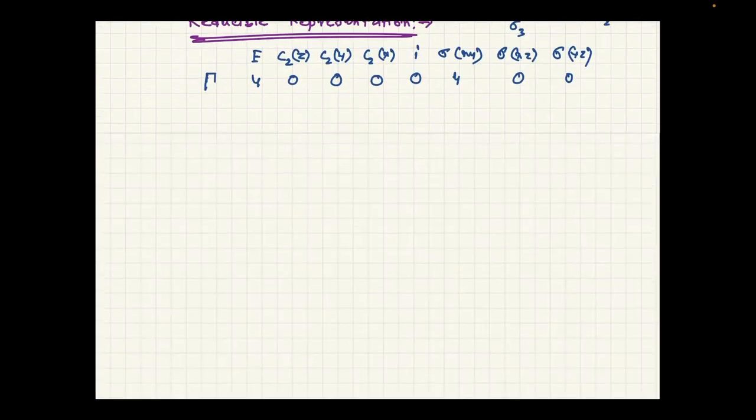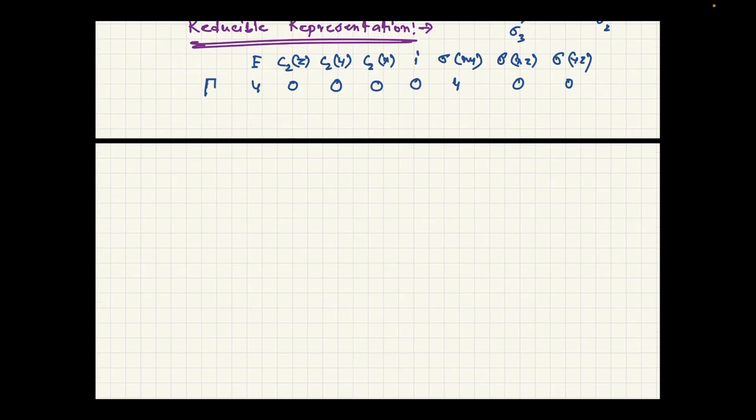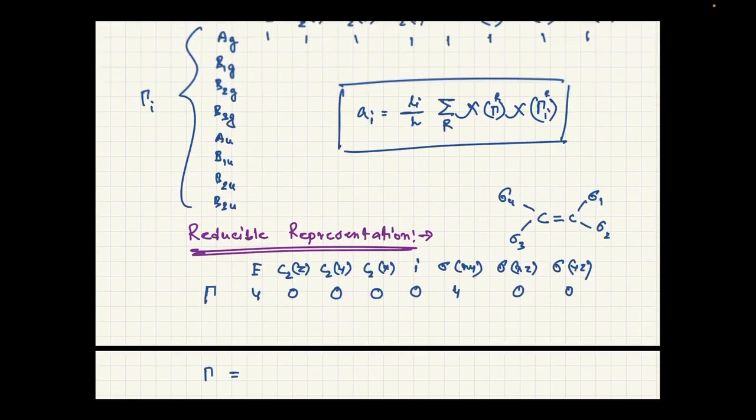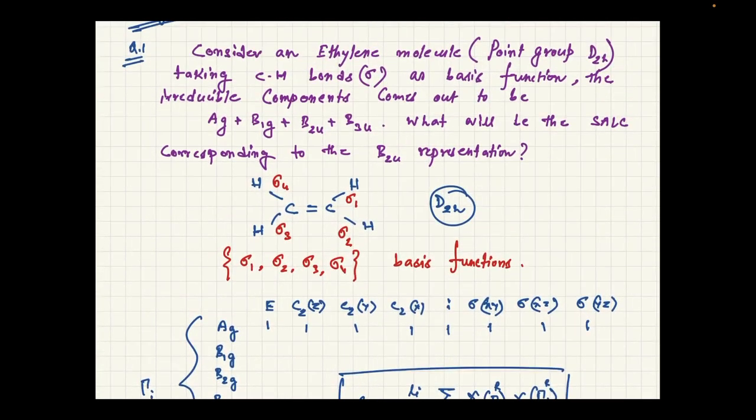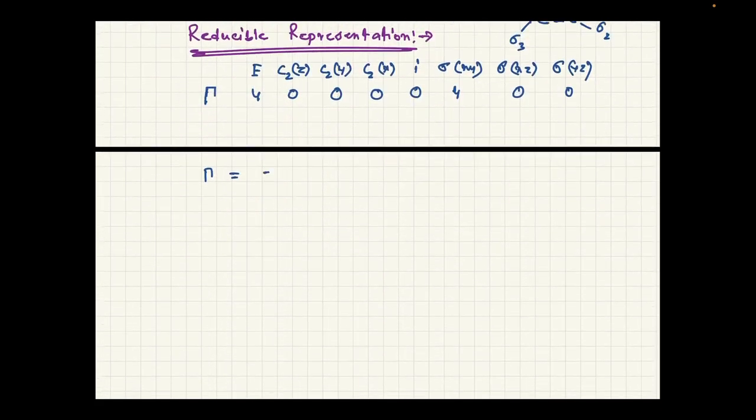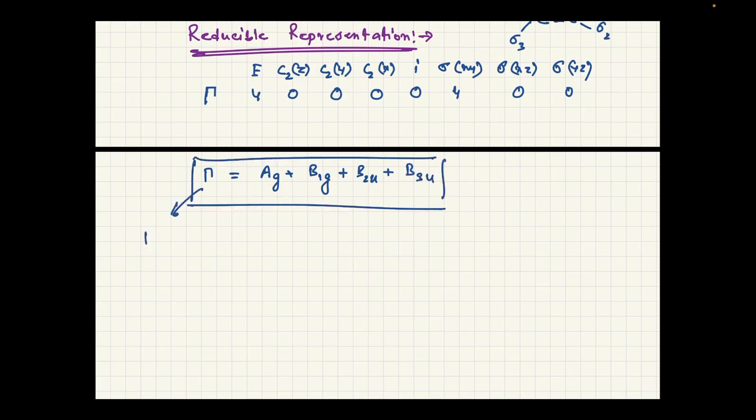Okay, so if you just do this, you will get that the reducible representation gamma will be composed of AG plus B1G plus B2U plus B3U. You will get this combination. Okay, so this is the reducible representation, and these are the irreducible representations.